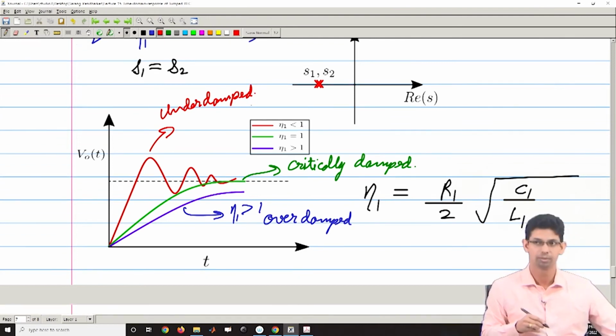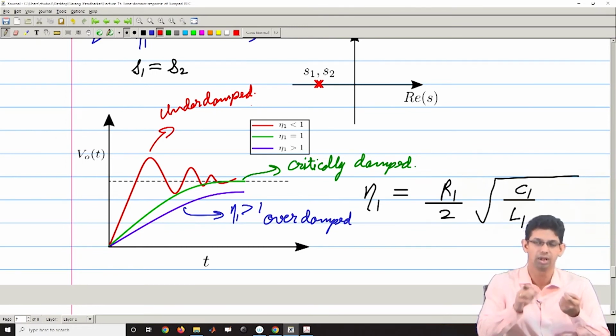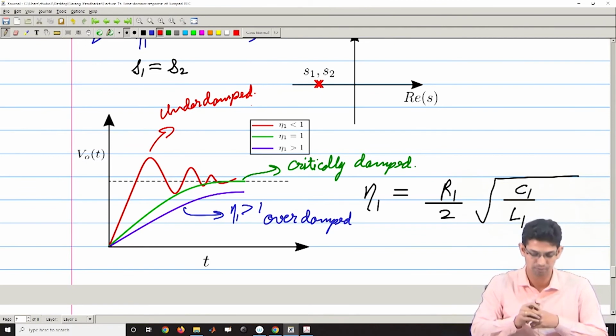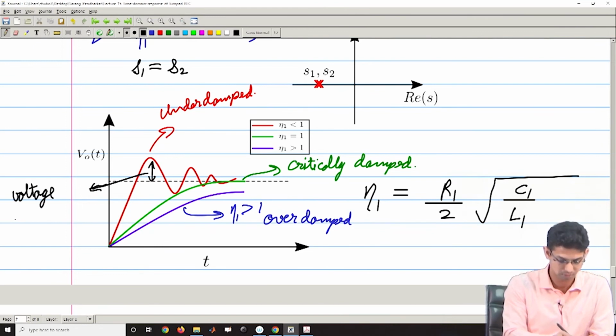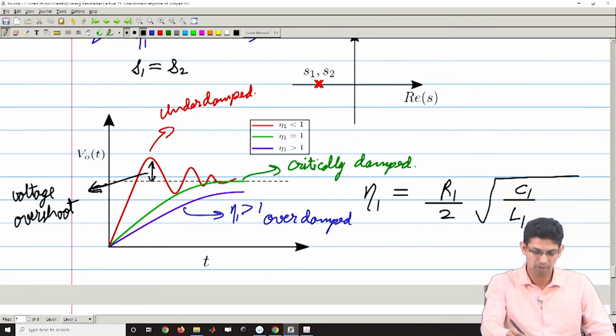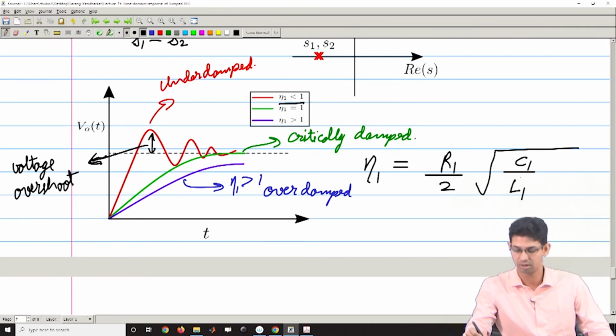So, if you recall, we had made an argument when we had a discussion on the origin of these inductive effects, that the presence of inductance would lead to an overshoot in your output voltage. So, you can see here that there is this overshoot. So this is the voltage overshoot. When will this happen? When your eta is less than 1, or if you look at the expression for eta, when your L is large.